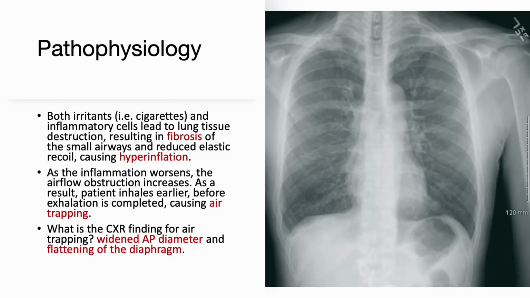Both irritants such as cigarettes and inflammatory cells then lead to lung tissue destruction that results in fibrosis of the small airways and reduced elastic recoil, and this causes static hyperinflation. As the inflammation worsens, the airflow obstruction increases. As a result, the patient inhales earlier before exhalation is completed. This causes air trapping. Do you know the chest X-ray finding for air trapping? What is most likely tested on your exams includes chest X-ray findings that show a widened AP diameter and a flattening of the diaphragm.